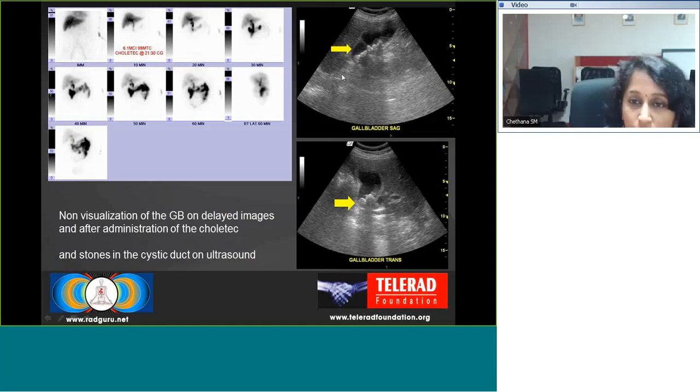The corresponding ultrasound images demonstrate multiple stones in the gallbladder of the same patient, and also the most important finding is there are stones in the cystic duct. So this study is consistent with acute cholecystitis secondary to cystic duct obstruction. The main finding in HIDA scan is non-visualization of the gallbladder.